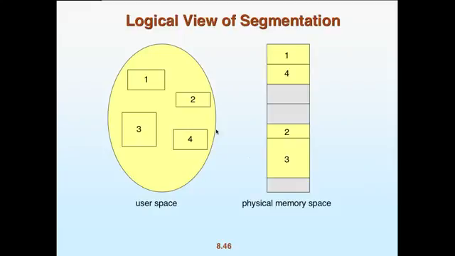So our logical view of the segmentation, here's our user space. And again, we're taking 1, 2, 3, 4 of different segment sizes, and we're putting them into memory, storing them, and accessing them from the main memory of the program. So here's our physical memory space that's allocated per our segments. This is nothing more than a terminology that's being used, segmentation.